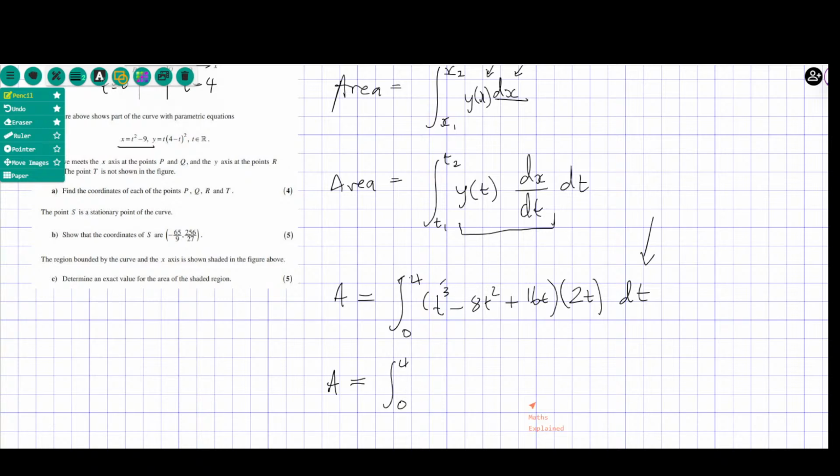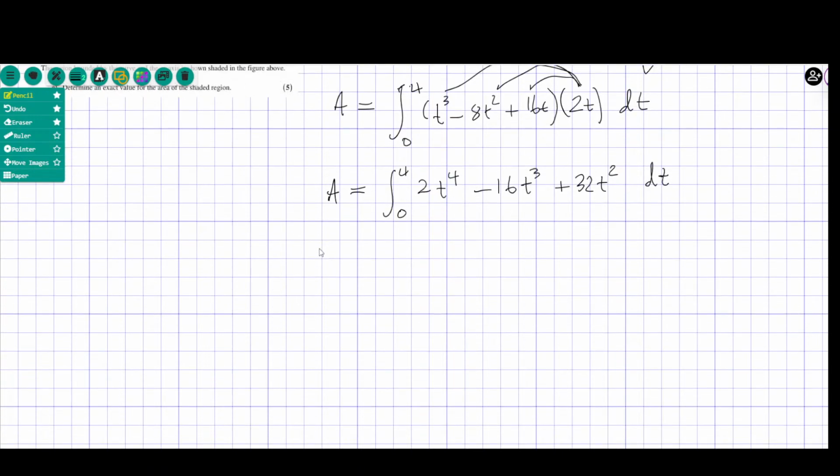We're going to expand. That wasn't the best arrow because the pen came off the board. There we go, undo. I'm going to go the other way. The 2t is going to come in and multiply all of these terms. That's what's happening. And we're going to get 2t to the power of 4, subtract 16t cubed, plus 32t squared, still with respect to t. I could probably get away with saying d, it sounds like t.